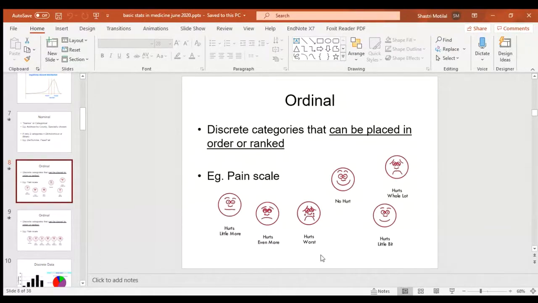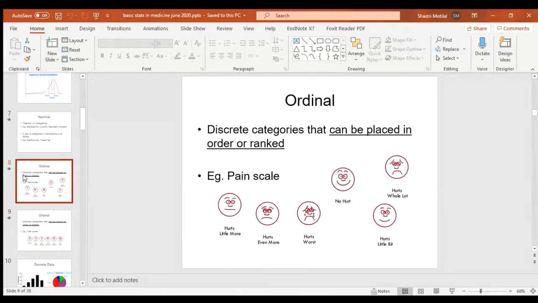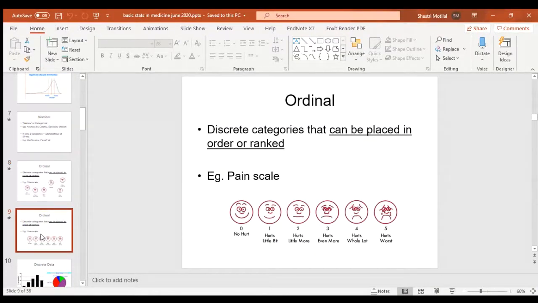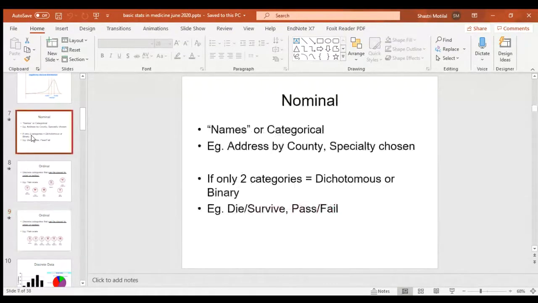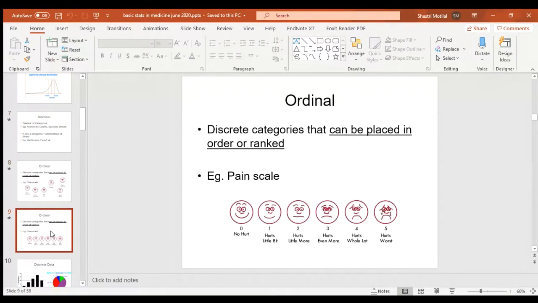You could arrange it in order, and you could take the order and do this. Right? So from here, 6 separate categories, you have now put them in order. No hurt, hurts a little bit, hurts a little more, even more, whole lot, hurts worse. So they are separate categories, 6 categories, but you could rank them. Once you could rank them, we describe it not as nominal, but as ordinal. Right? So this is what ordinal data looks like.